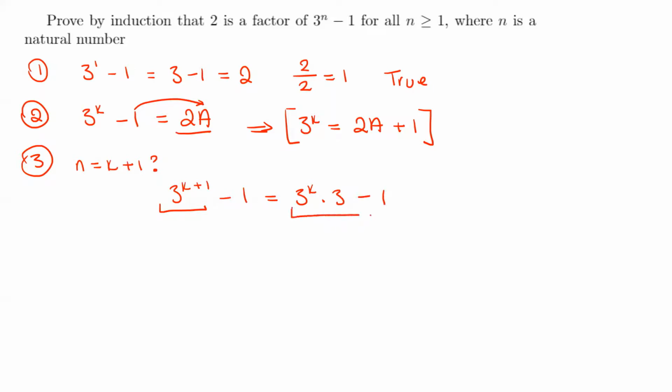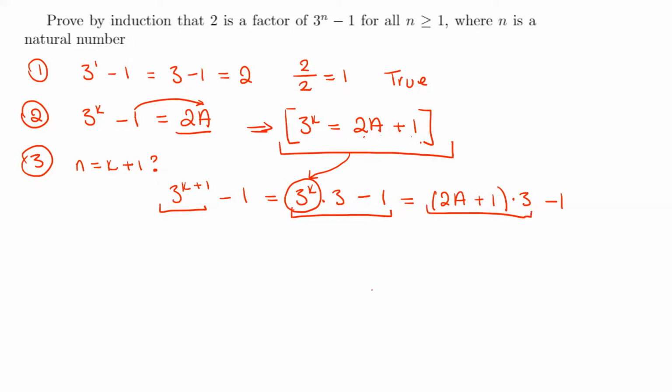And looking at this equation, guys, can't we substitute in what we know for definite from part 2? We can, because we know what 3 to the power of k is. That's equal to 2a plus 1. So I can just go ahead for now and substitute that in. And we don't know what a is. a is just a natural number that we don't know. But if we substitute that in, we're going to get (2a plus 1) multiplied by 3, minus 1. And we can multiply out these two here. If we multiply that out, we're going to get 6a plus 3 minus 1. And we can simplify that down a bit further.